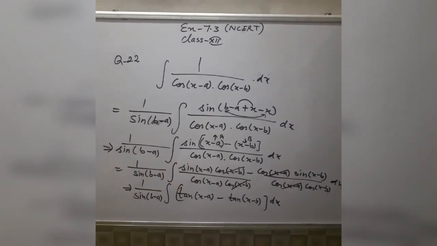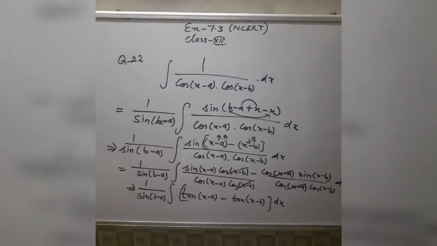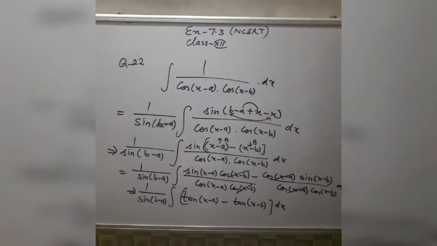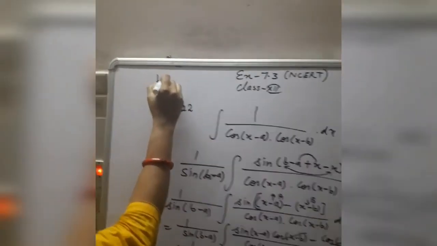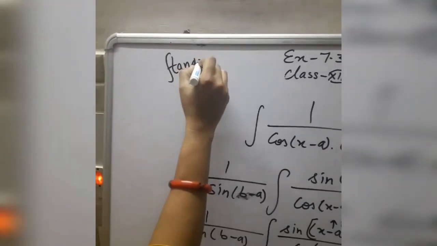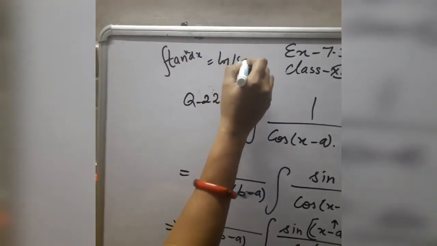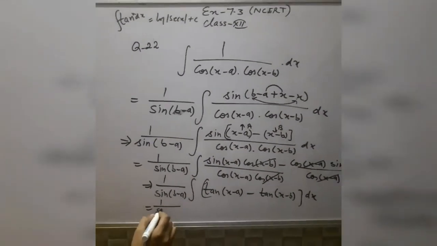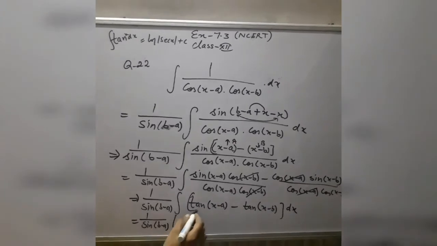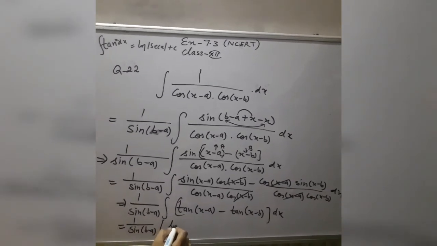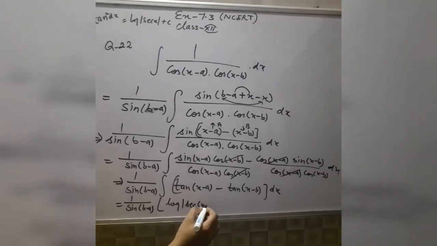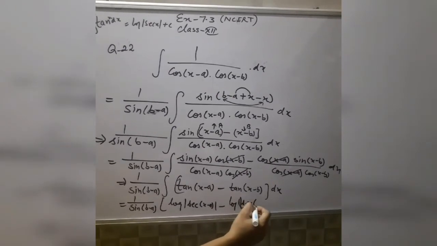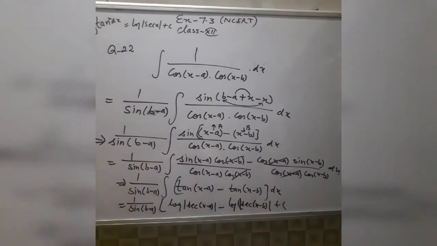Now, what is the integration of tangent x minus a? The integration of tangent is log secant. This we have not done till now. I am telling you this formula: integration of tangent x with respect to x is log secant x. You will learn this formula. So here I am using this formula, 1 by sine b minus a remains as it is. In place of integration of tangent x minus a, we will use this formula, it becomes log secant x minus a minus log secant x minus b plus integration constant c.